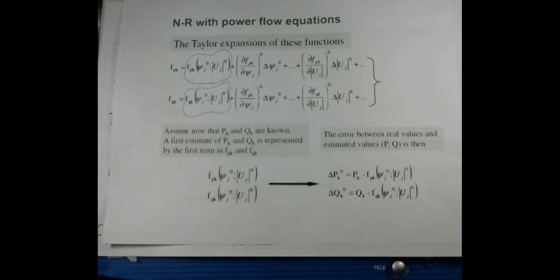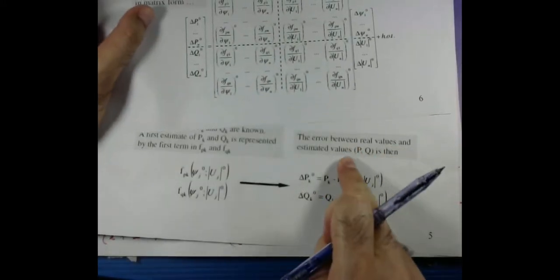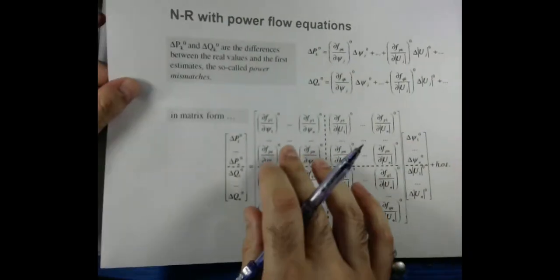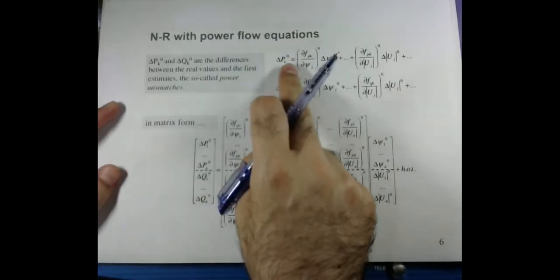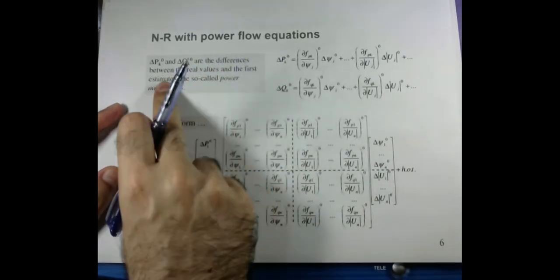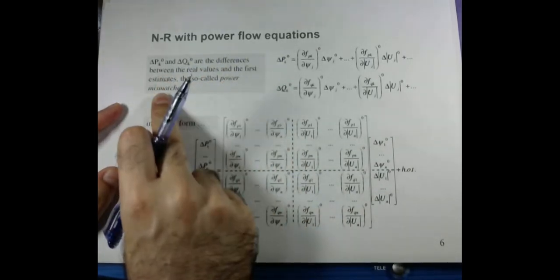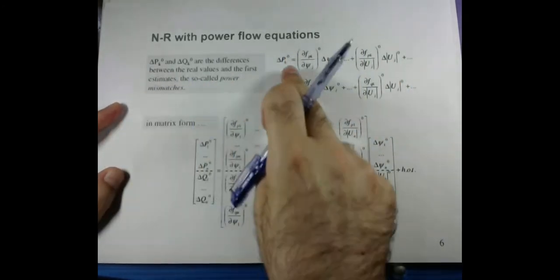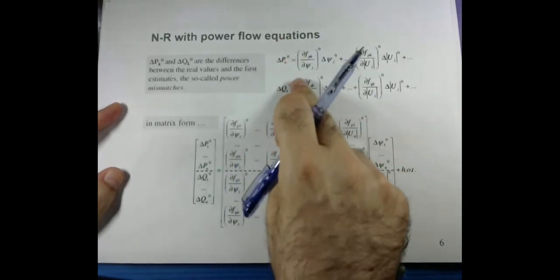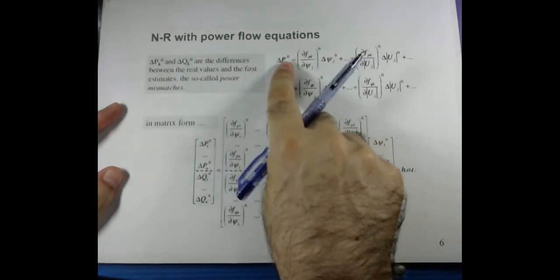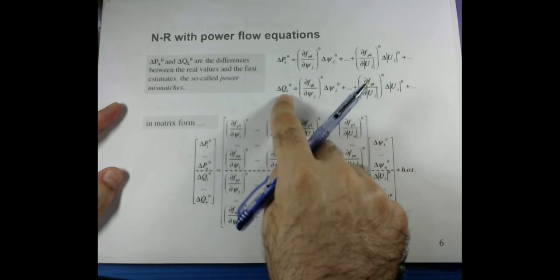So now these are basically the errors between the real values and the estimated values. These are the errors in the first estimate, and these errors delta p k0 and delta q k0 are the differences between the real values and the first estimates, the so-called power mismatches. So these are in the power flow equations known as power mismatches. Delta p k0 is the error in the first estimate of the active power, and delta q k0 is the error in the first estimate of the reactive power.